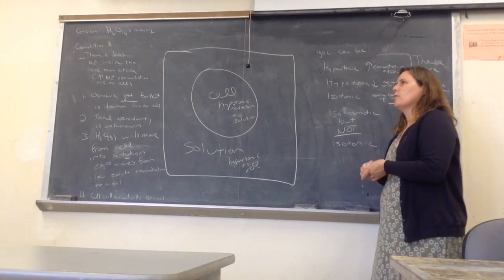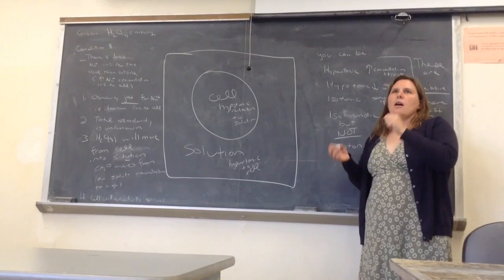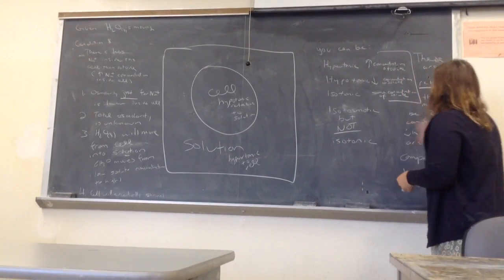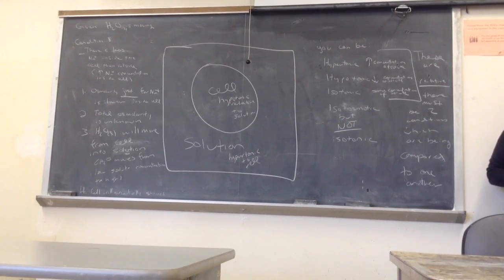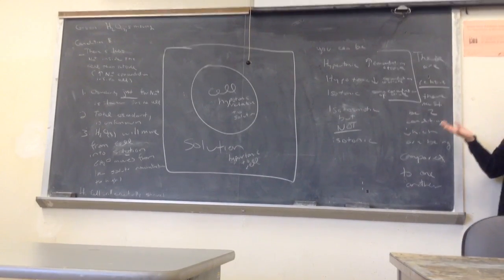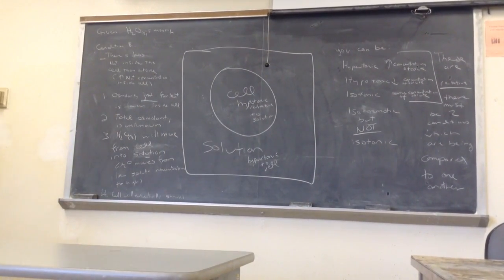At least I am. For me, anything that I have to think about, if I don't write out all the steps, I will miss one and do it backwards. Okay, so isotonic would mean that there would be no net movement, right? If you guys have the same, so condition C is, let me take a picture of this. We'll do condition C.